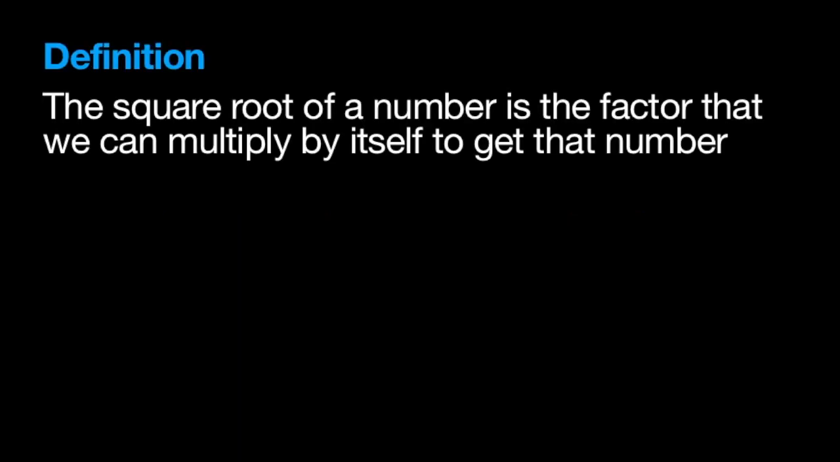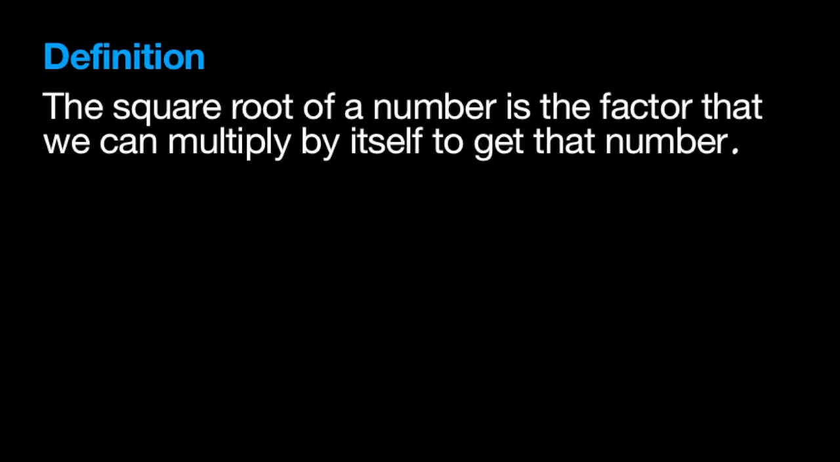So we're going to be going over simplifying square roots. The perfect square of a number is the factor that we can multiply by itself to get that number. Again, it's going to be a factor, but you need to make sure that that factor is being multiplied by itself. And I'll give you an example right now.